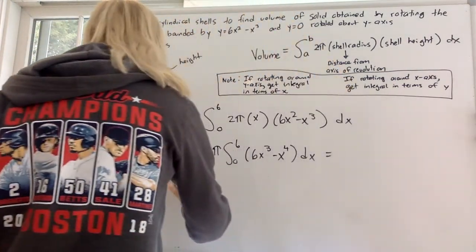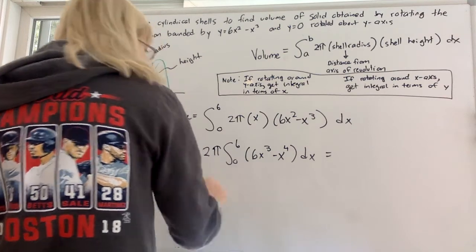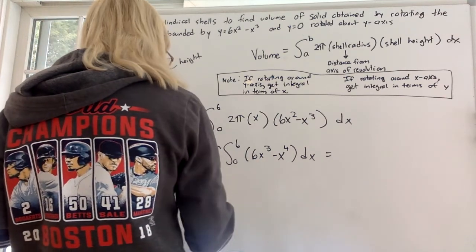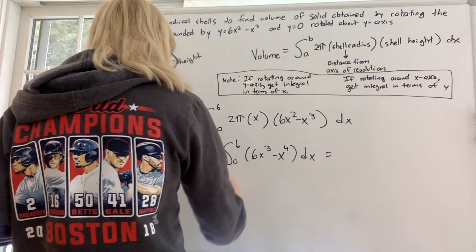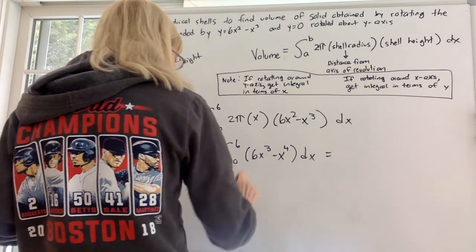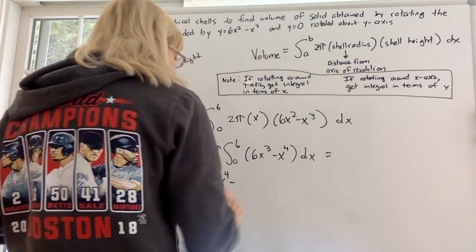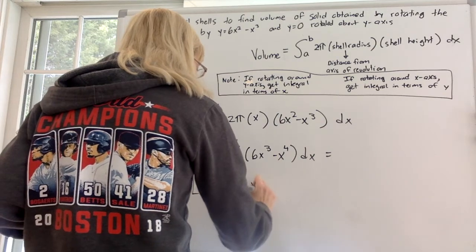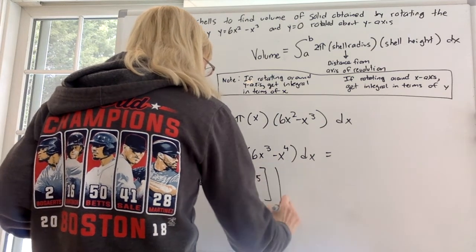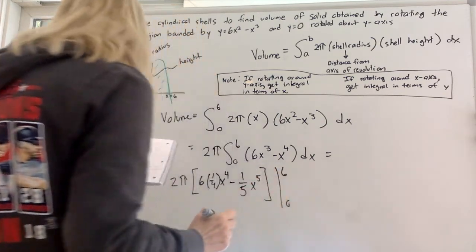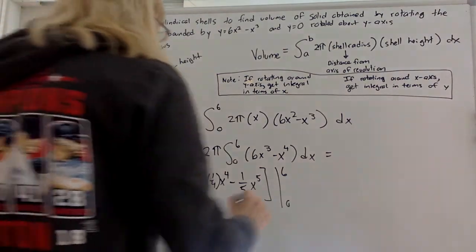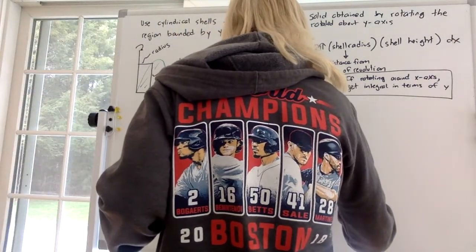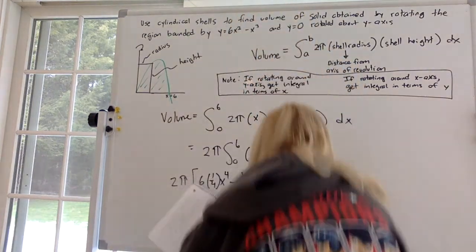I still have the 2 pi sitting in front. What's the antiderivative of x cubed? Isn't it 1 over 4 x to the 4th? What's the antiderivative of x to the 4th? 1 over 5 x to the 5th, all between 0 and 6. Right? So this is not too bad. So it's 2 pi. Don't forget that 2 pi because I tend to do that.